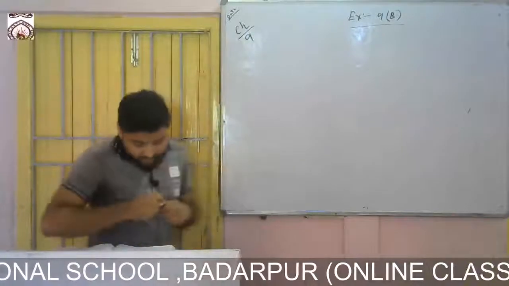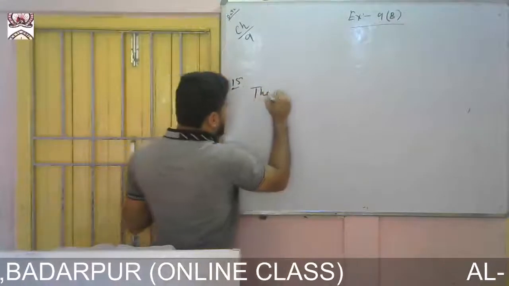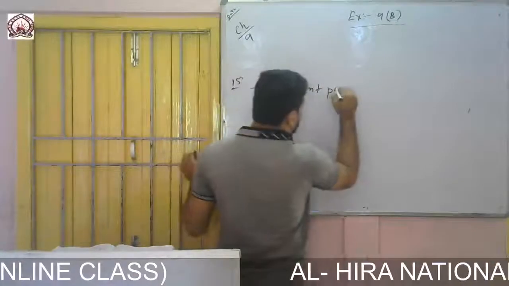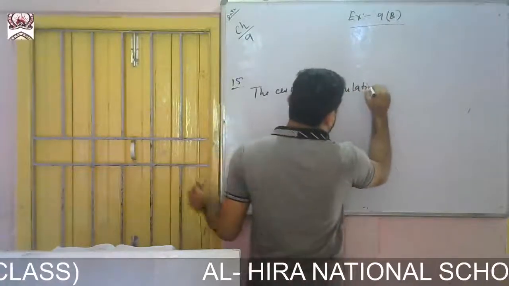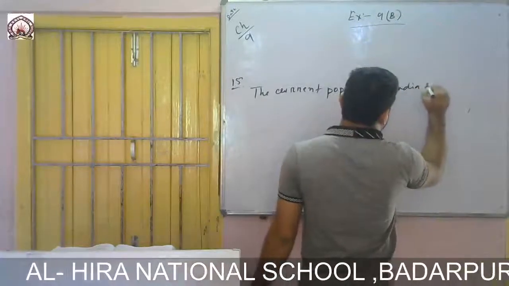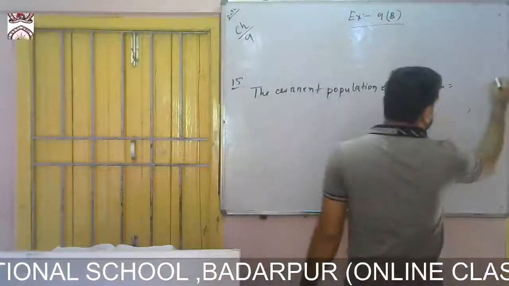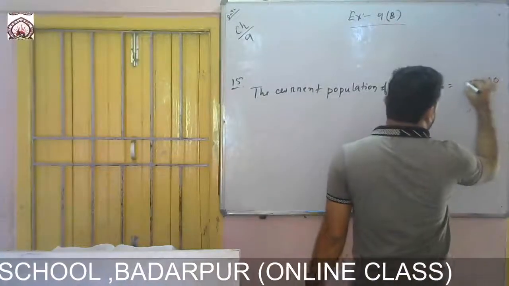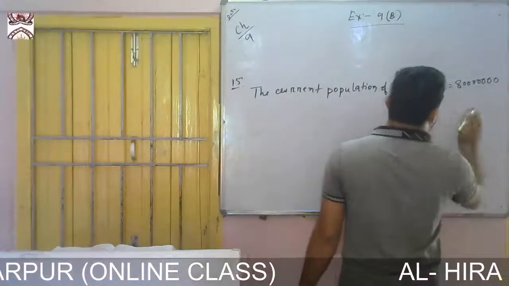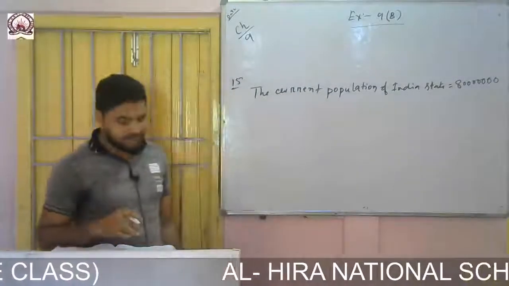Right, question number 15. The current population of the Indian state is 8 crore. One, two, three, four, five, six, seven. Okay, 8 crore. That means 8 followed by 7 zeros.